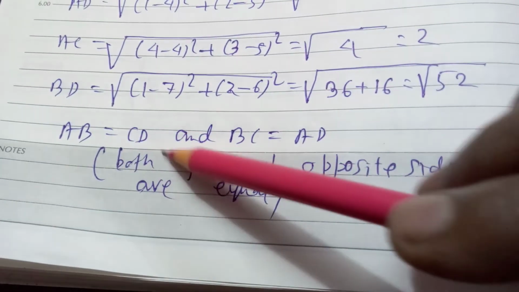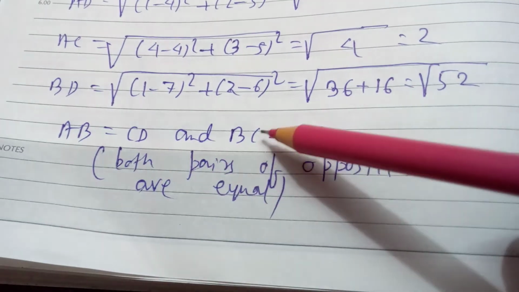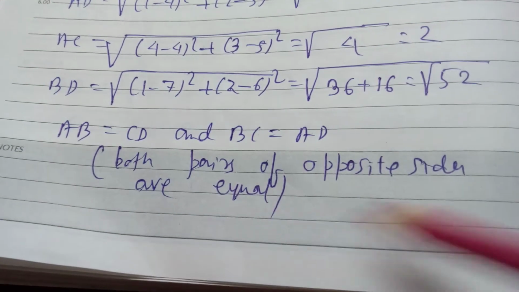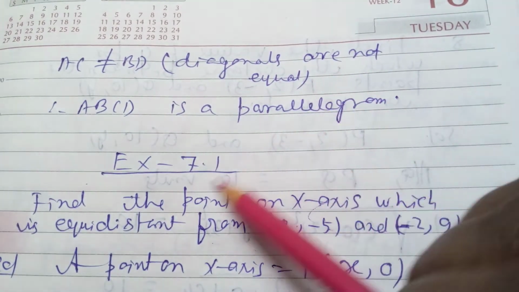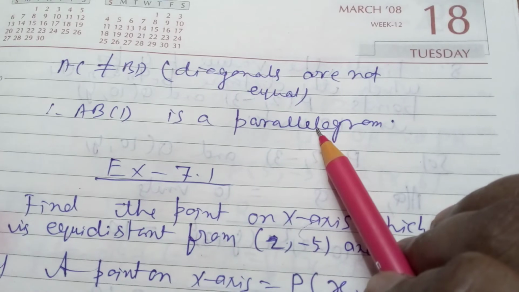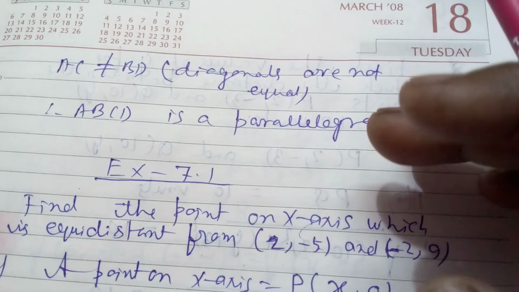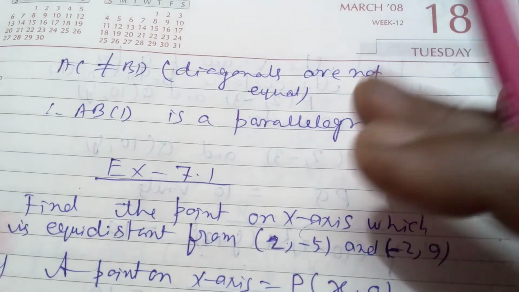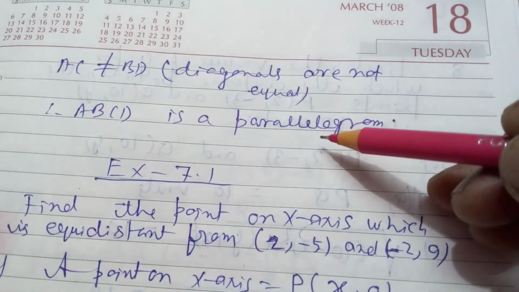Here AB equal to CD and BC equal to AD, because AB and CD are root 10, BC and AD are root 18. So both pairs of opposite sides are equal, but diagonals are not equal. AC and BD are not equal. Show ABCD is a parallelogram. Because the property of a parallelogram is both pairs of opposite sides are equal but diagonals are not equal. If the diagonals are equal, then it will be a rectangle. Okay, but diagonals are not equal, so it is a parallelogram.